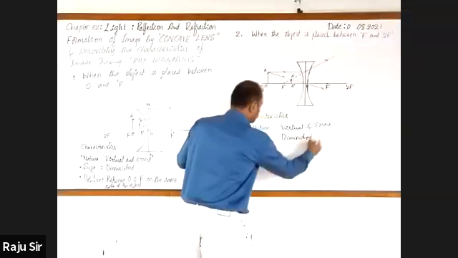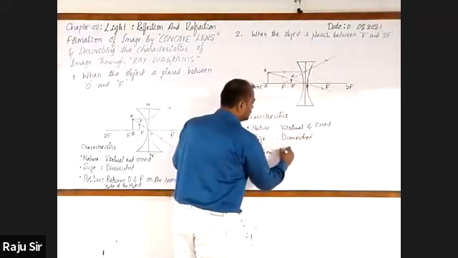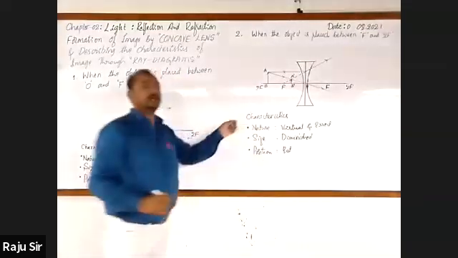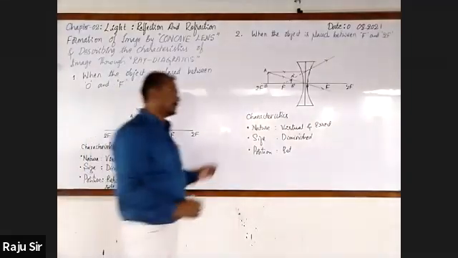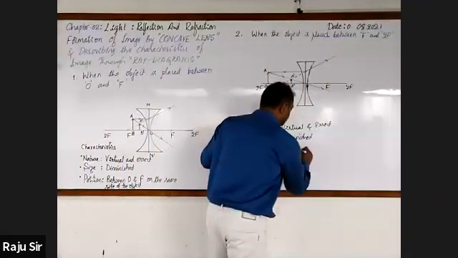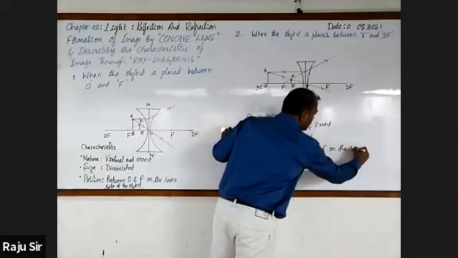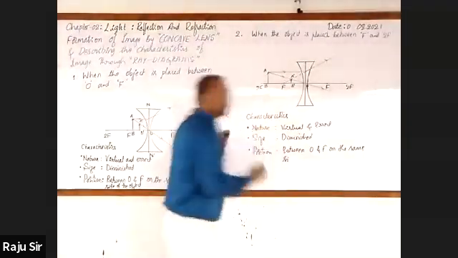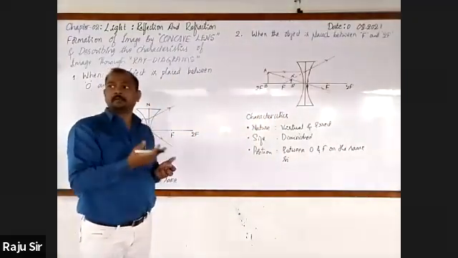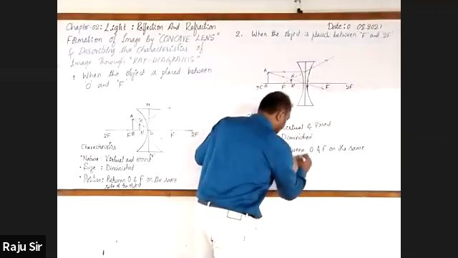Position is between optical center and focus. On the same side of the object or on the other side? Same side of the object. Between O and F, on the same side of the object. So in front of the lens, no problem. Same side of the object.